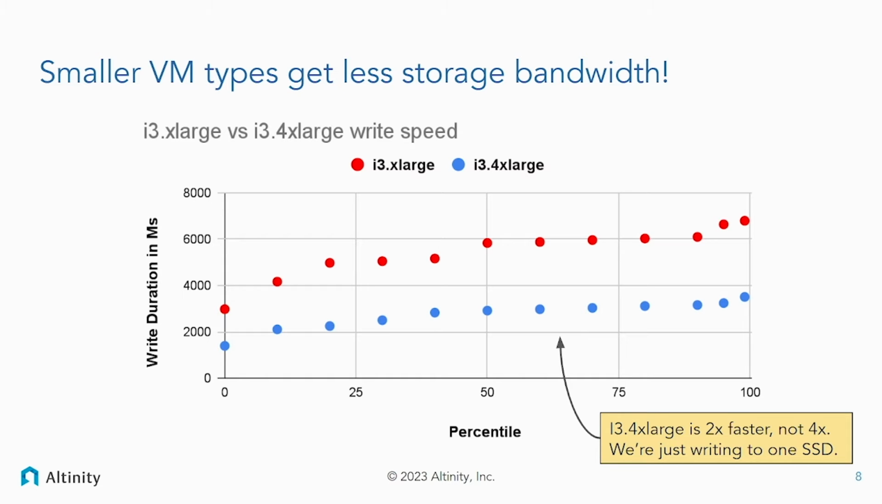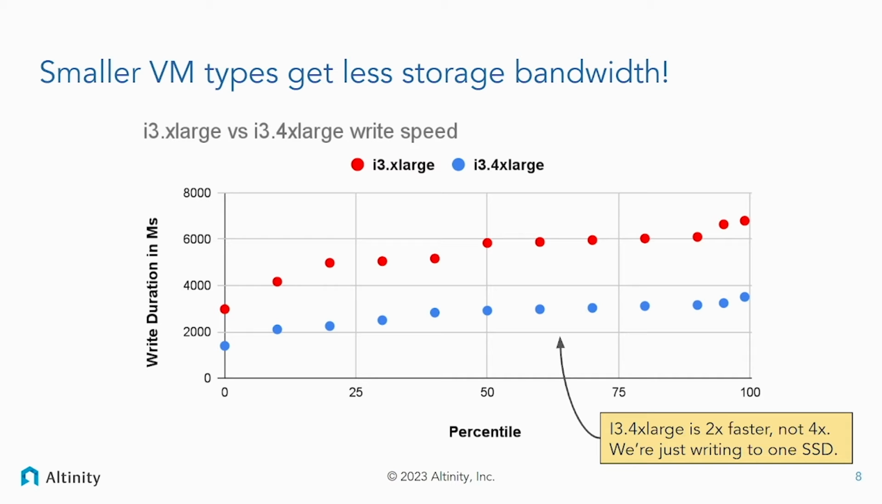So another thing I did was just test out this proposition that there actually is a difference in the bandwidth between different VM types. So what I did was ran this same test, and I used an i3 xlarge, which is about 1/4 the capacity of a 4xlarge.